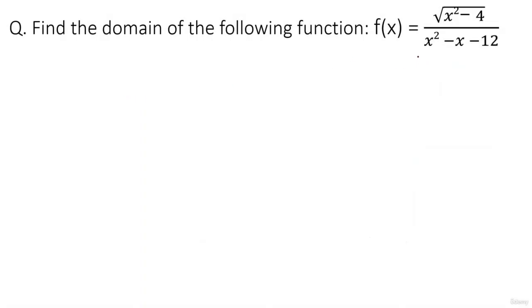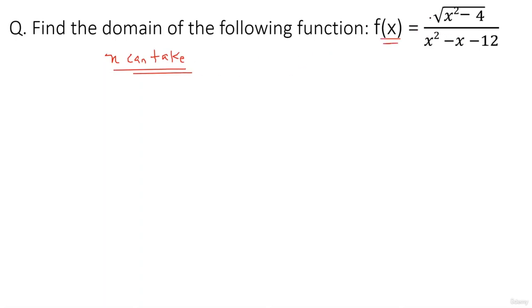f of x is equal to root of x square minus 4 divided by x square minus x minus 12. Okay, so what we saw graphically just now, guys, let us try to understand it a little algebraically now. Domain of the function means the values x can take. Now guys, look at the constraint of the function.